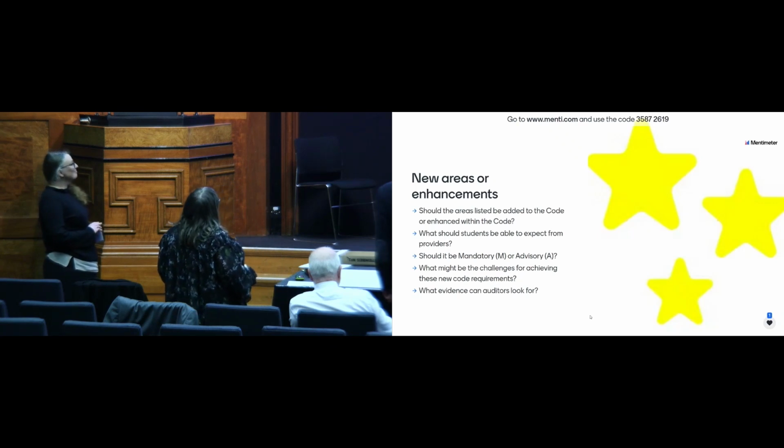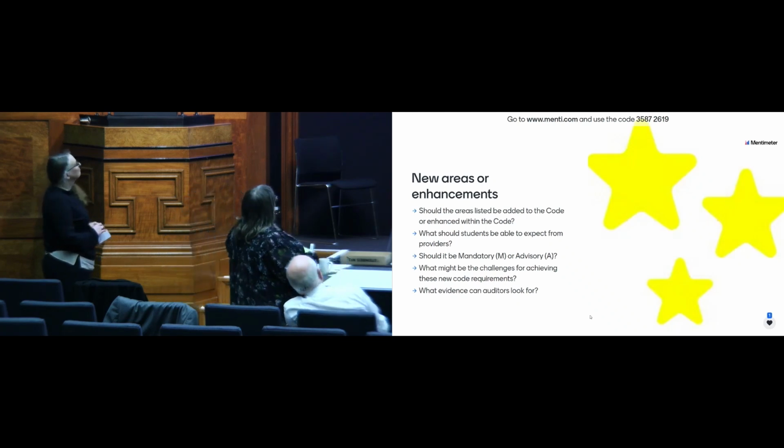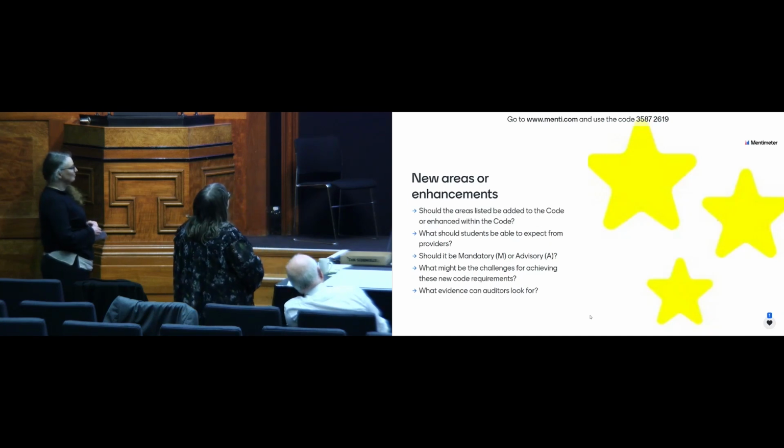The questions for you are, should the areas listed, so I've put a number of different topic areas on the system, should they be added to the code, enhanced within the code? What should students be able to expect from providers? Should it be mandatory or advisory? And what are the challenges for achieving the new code requirements, both for universities and for auditors? And what evidence might they look for? And then if we can move on to the next slide.